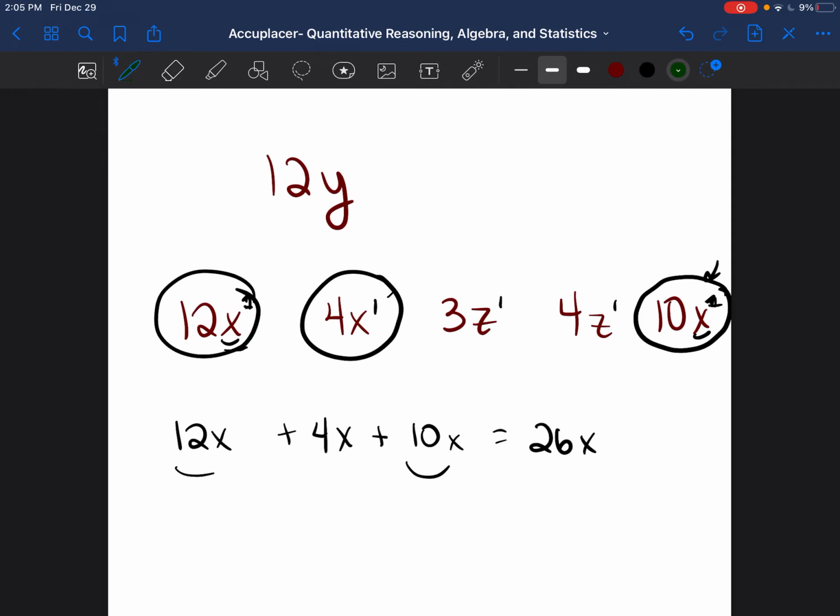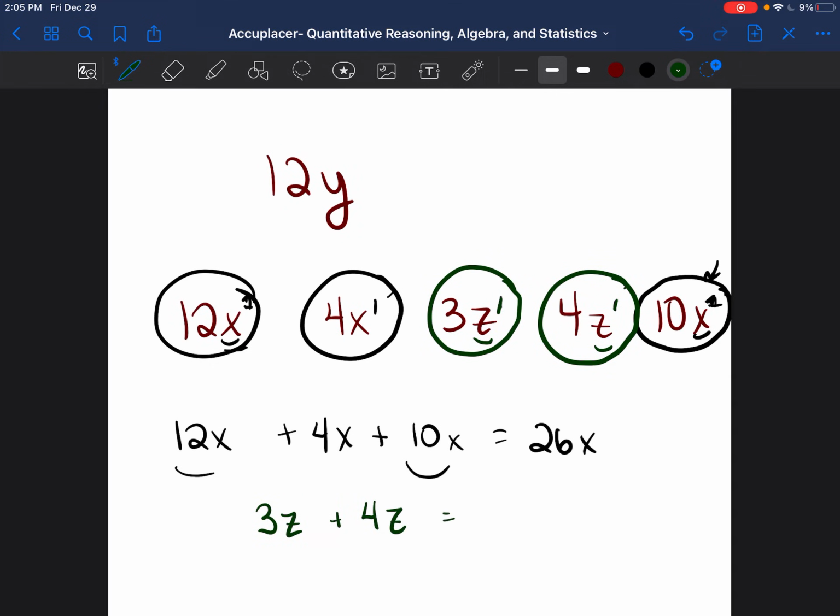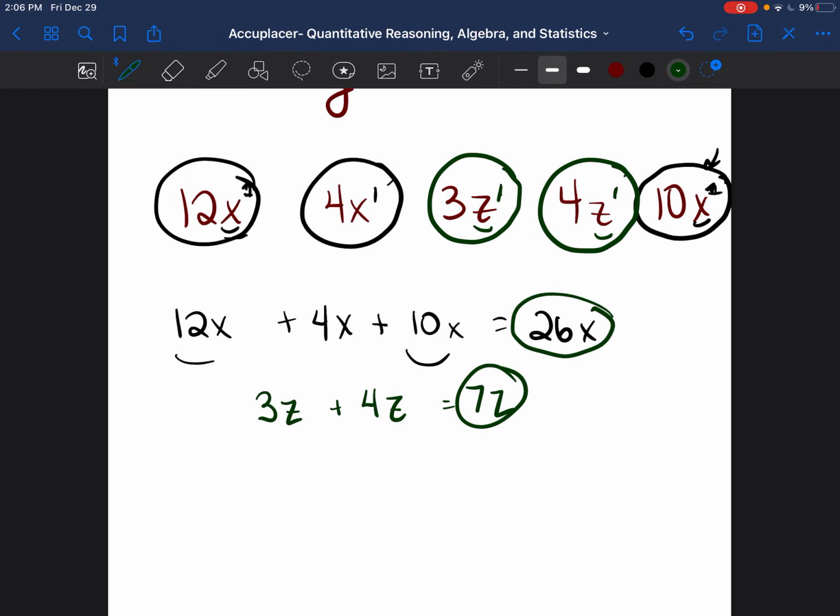Now, can you spot two other like terms? Well, 3z to the first and 4z to the first. The reason why they're like terms is because they both have the same variable to the same degree. Even though those degrees were invisible, they have the same variable to the same degree. So we would do 3z plus 4z, which is equal to 7z. Ooh, 7z. All right, so now our answer would be this first term plus the second term, 26x plus 7z.